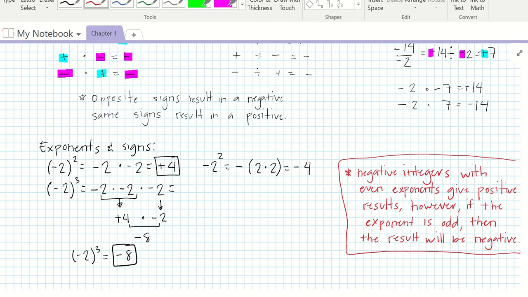Okay. So one more time, if we have negative integers with even exponents, then the answer will be positive. But if we have odd exponents, then the result will be negative. Okay? So that is the rule. Okay, so that is basically all I'm going to cover for this first lecture.